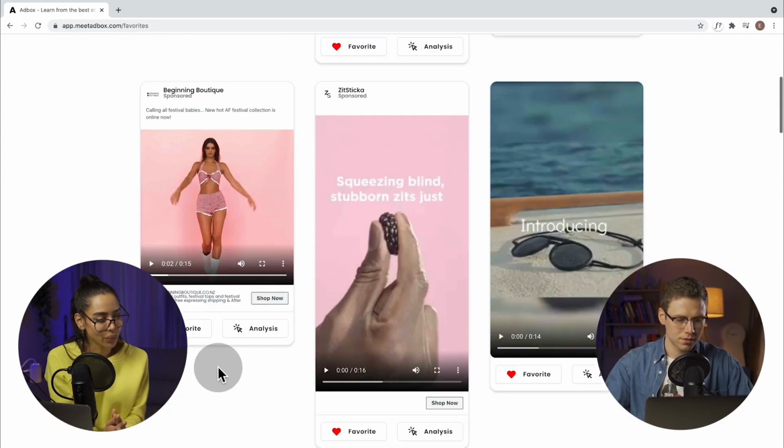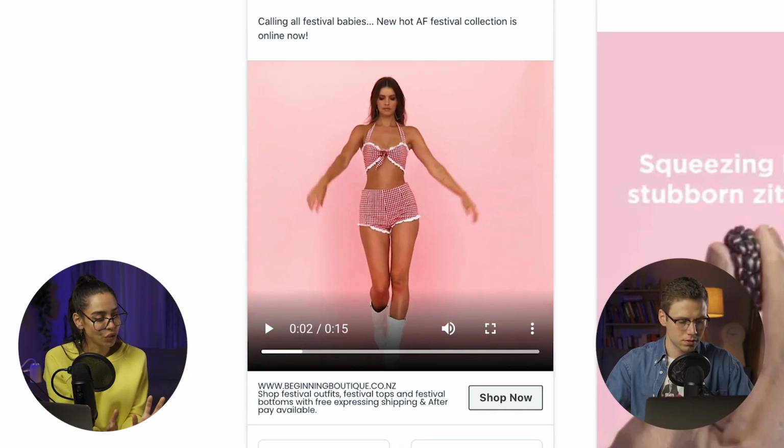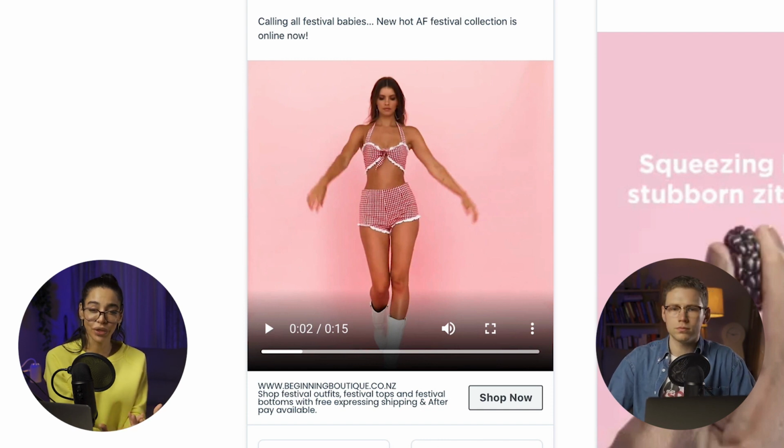Okay guys, so next we have a fashion brand. We wanted to draw your attention to this specific ad because it's not problem focused, it's more about style and desires. So let's have a look.